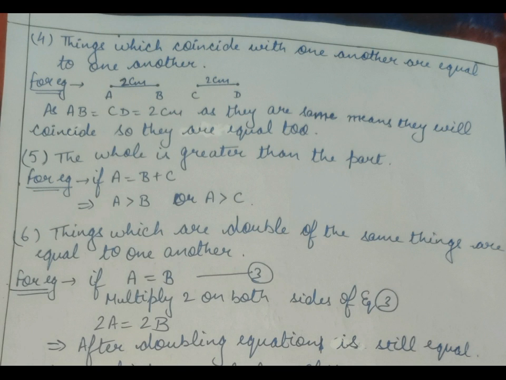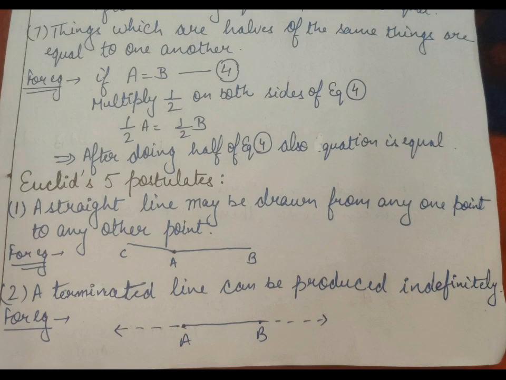Then come to axiom number 6, that is: things which are double of the same things are equal to one another. Here also, if A is equal to B and we multiply by 2 on both sides of equation number 3, or you can say we double both sides, then it will become 2A is equal to 2B. After doubling also, the equation is still equal.